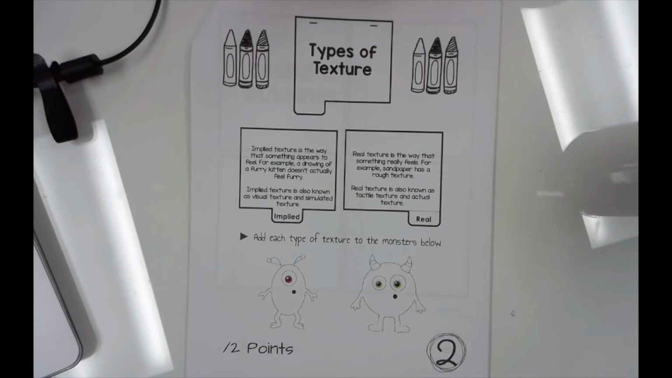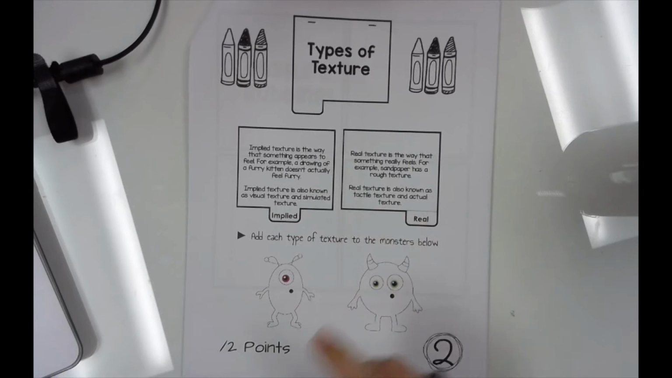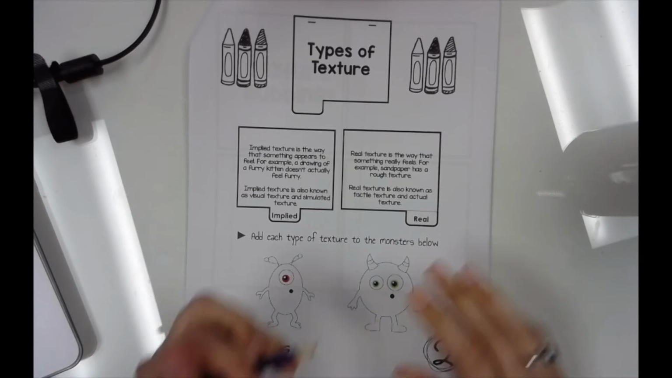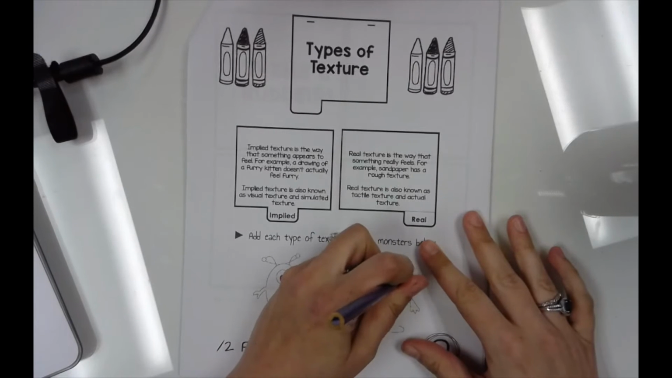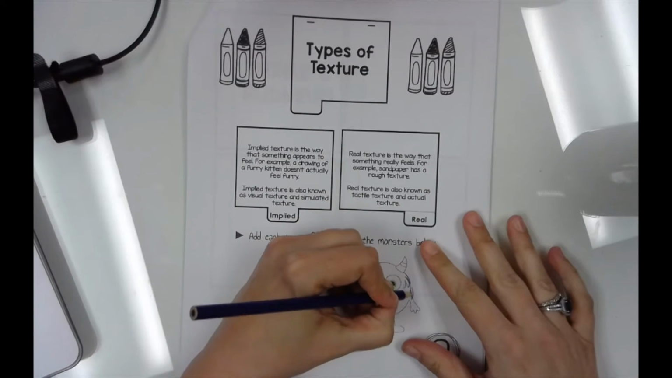Okay, so if I'm on page 2 of my sketchbook, you're going to create an implied and a real texture on your monster. So I'm going to start with implied first. And I'm going to just use some colored pencils, and I'm going to create what we call maybe like a fake texture. So I'm just going to like draw it on him.